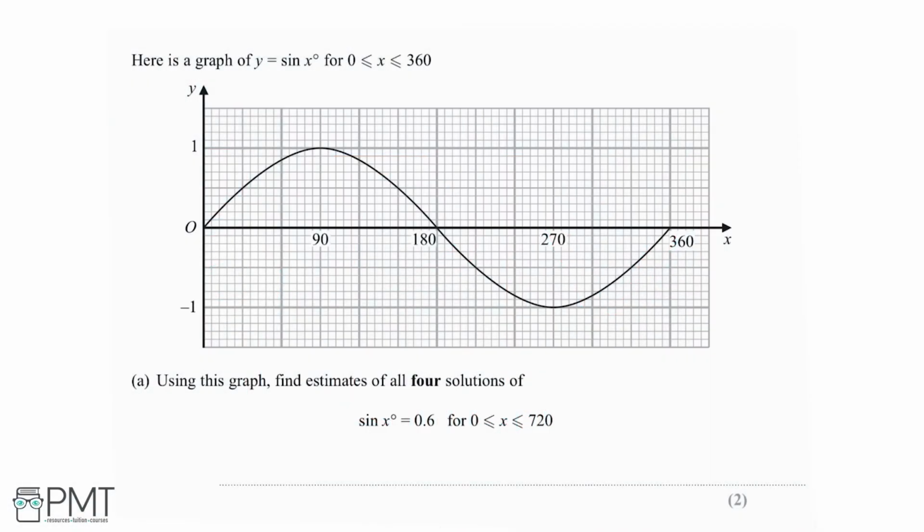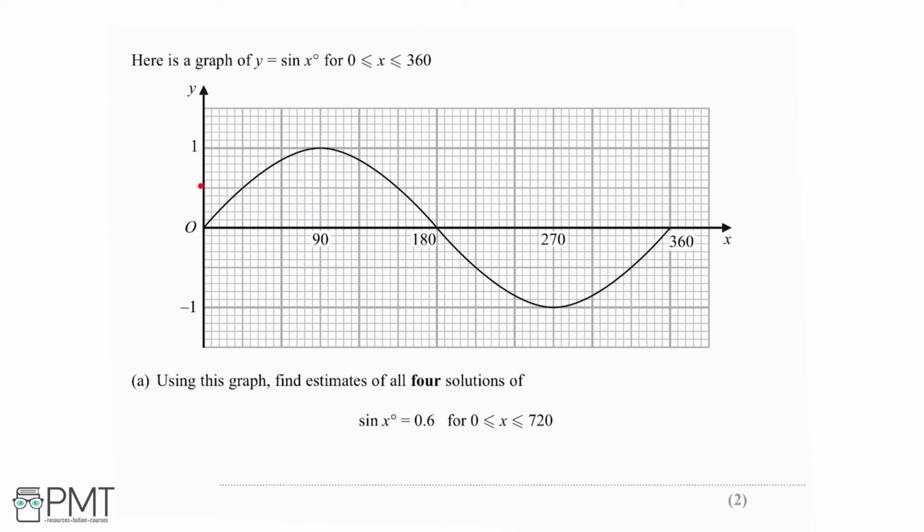Here is a graph of y equals sine x for x between 0 and 360. And part A says we need to use this graph to find estimates for all 4 solutions of sine x equals 0.6 for x between 0 and 720. So we're going to ignore this bit for a second and just focus in on this. So sine x equals 0.6. So I'm going to find 0.6 on the y-axis.